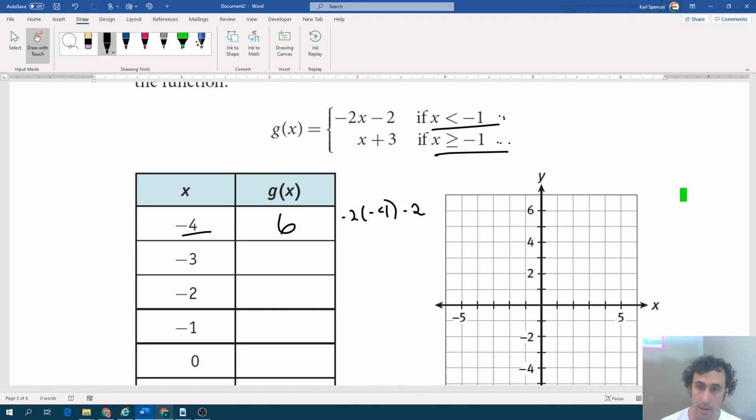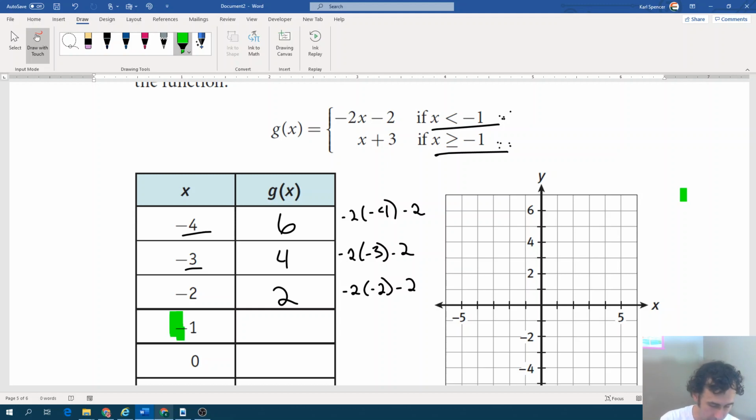I'm going to repeat. Negative 3. Which of the intervals does negative 3 fall into? Is it less than negative 1, or is it greater than or equal to negative 1? It's still less than negative 1, so my equation is negative 2 times negative 3 minus 2. Do it again with negative 2: negative 2 times negative 2 minus 2 is 2.